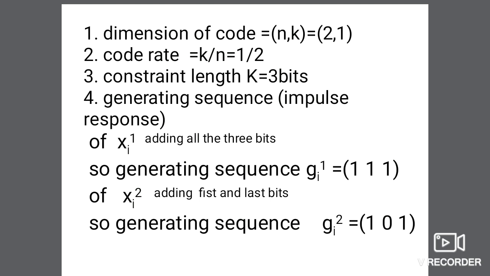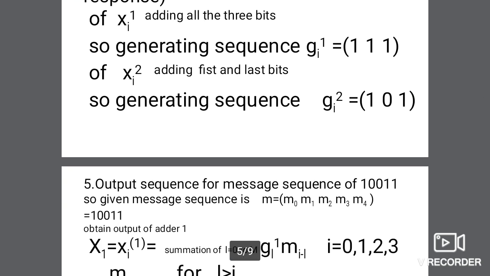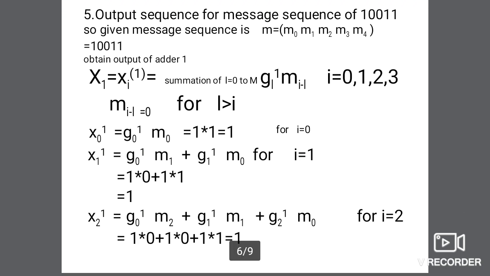The fourth thing is the generating sequence or impulse response, and it is g^(1). Here x^(1) means m plus m1 plus m2, adding all three bits. So the generating sequence g^(1) is equal to 111. And again x^(2), adding the first and last bits, means M and M2. So the generating sequence g^(2) is 101. Simply, we can generate x^(1) and x^(2) using mod-2 adders, and it is very important to find the output sequence.